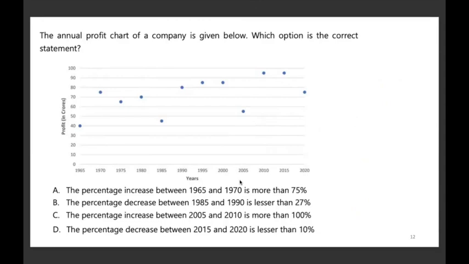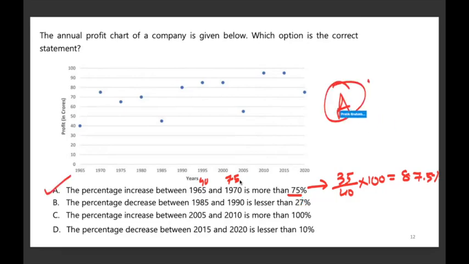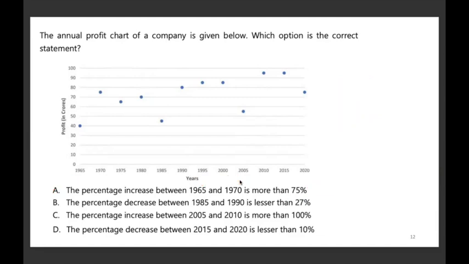Annual profile chart of a company is given. Which option is the correct statement? Okay. So option A says percentage increase between 1965 and 70 is more than 75%. 1965 में it was 40, 70 में it became 75. The difference between them is 35. With reference to the base figure will be 40. So the increase percentage आपका आएगा 87.5, which is definitely more than 75. Hence, we got our correct answer. Option A is the one which is the correct one. Okay, we'll move to the next one.